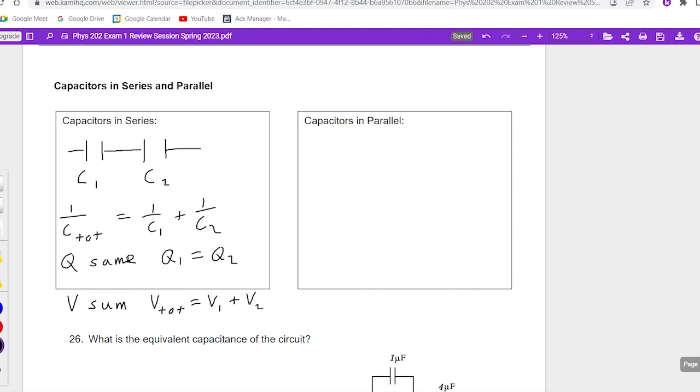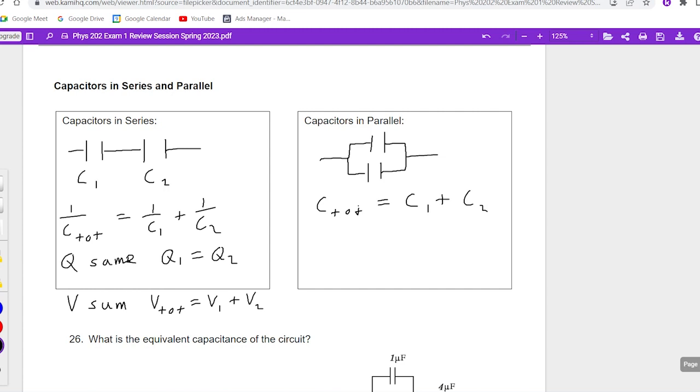Now, capacitors in parallel is the exact opposite. This is what capacitors in parallel look like. Again, whenever I think of parallel, I think of a car coming across a fork in the road, and there's two paths the car can go down. It's exactly what I think about. And for this one, this is easy for capacitors. Capacitors love being in parallel because you just add them directly. No funky math involved at all.